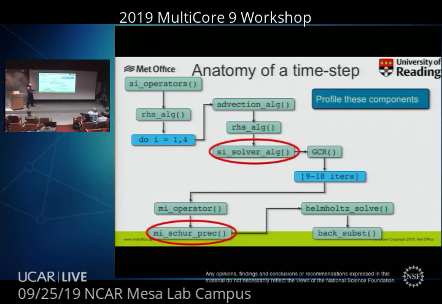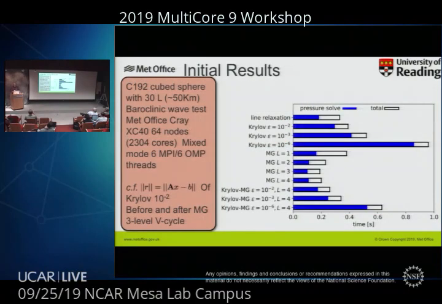Okay, so I'm going to show you some performance results. What we're going to look at is the cost of the whole semi-implicit solver, which is the outer solve and the inner solve, and then look at the cost of the inner solve, which is the preconditioner to the outer solve. We can look at doing that either with BiCGStab or with multigrid. So here are some initial results.